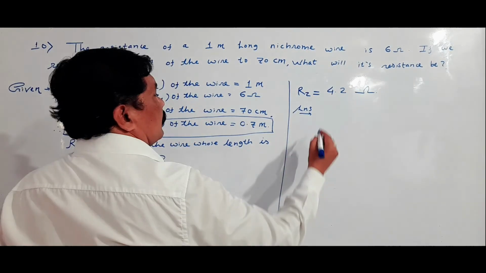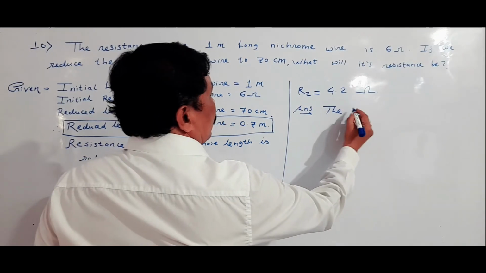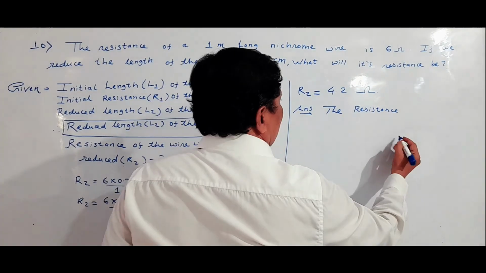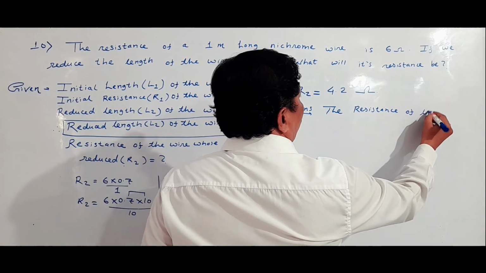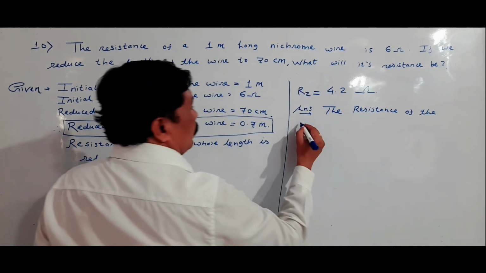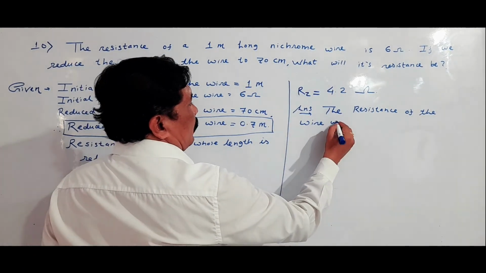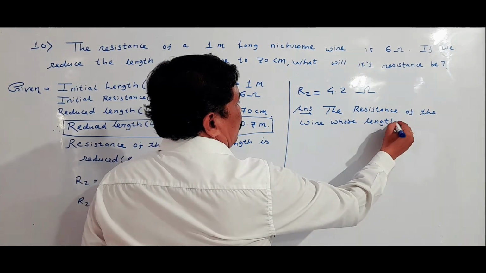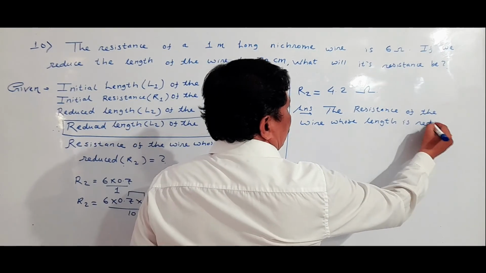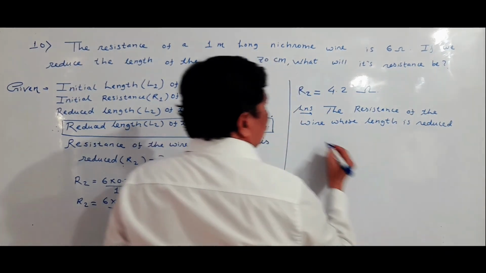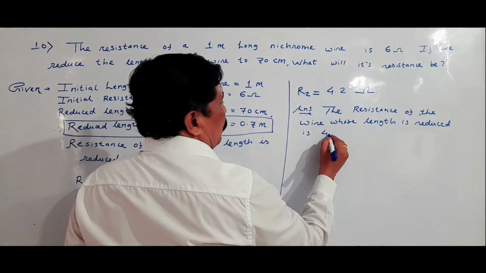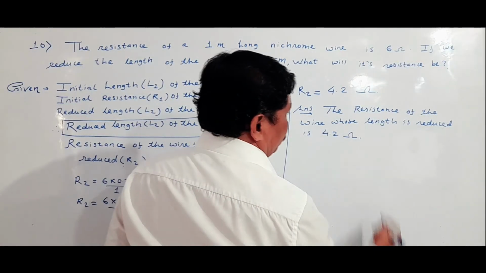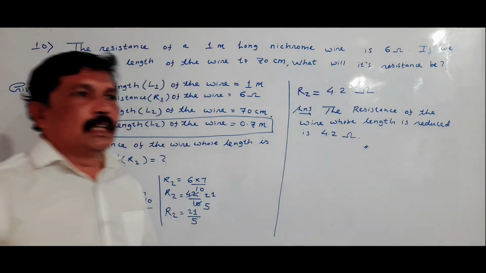Answer: the resistance of the wire whose length is reduced is 4.2 ohm. That's all, students. We stop here.